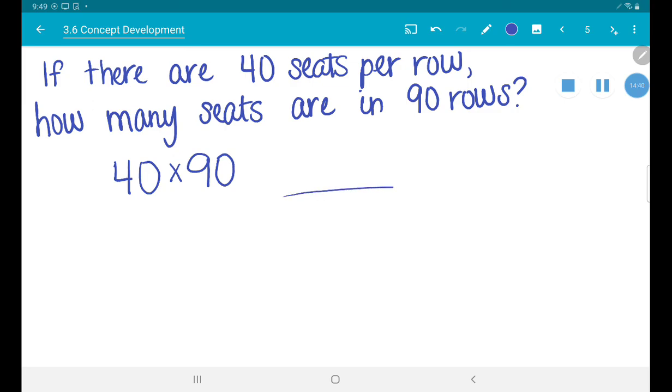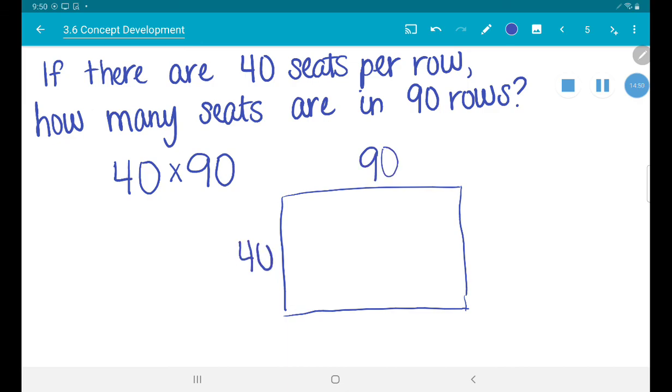All right, Jaden, I see you've drawn an area model. What did you put on your biggest side? 90. What goes on the smallest side? 40. All right, so Cash, what are we going to do to solve? 9 times 4. 9 times 4 is what, Jaden? 9 times 4 is 36. It's 36. You're exactly right. And then what do we need?